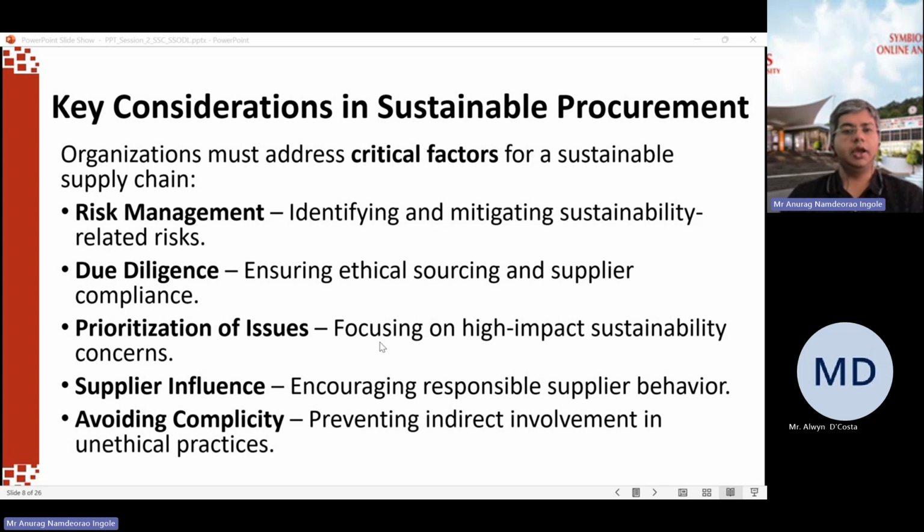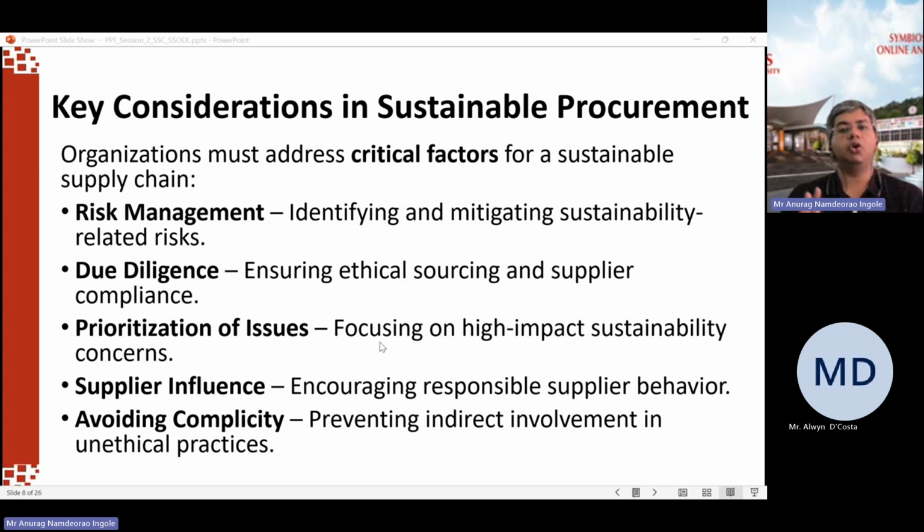Due diligence. What is due diligence? It is following the process. Whatever process we have set under sustainable procurement, whatever policies we have set, we need to follow them diligently. We have to ensure that ethical sourcing is there and supplier compliance is there. As a part of the initiative, we might take some decisions, we might make some changes in our policies, but implementing them and following them diligently, that is a critical factor which we must address.